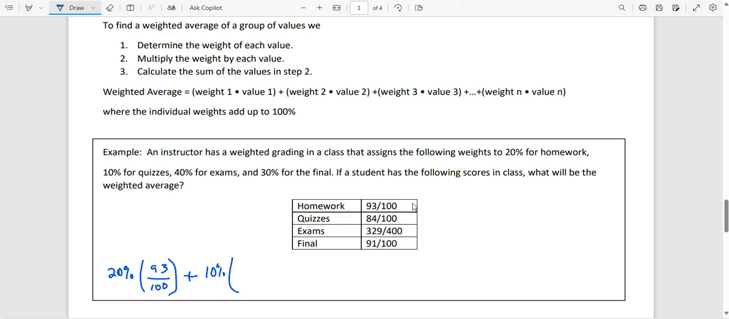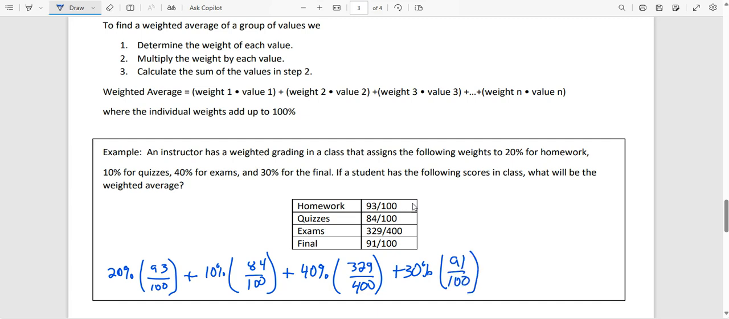And they didn't get all of those. They got 84 out of 100 of those percent. The next one, exams, 40% of their grade, and they got 329 out of 400 of those points possible. And finally, the 30% for the final, and they got 91 out of 100 on the final.